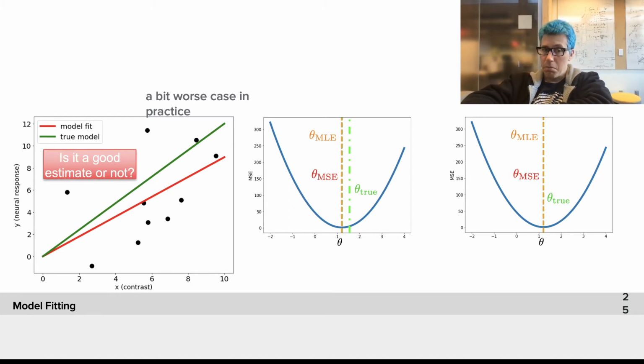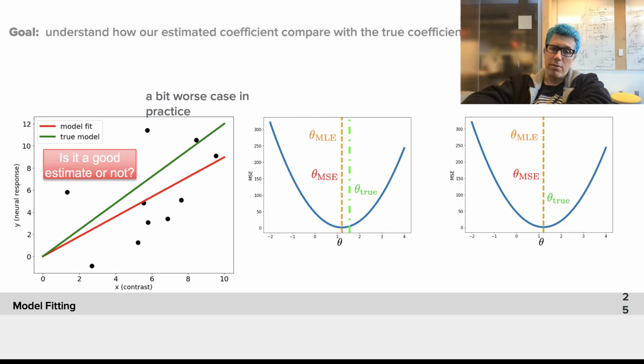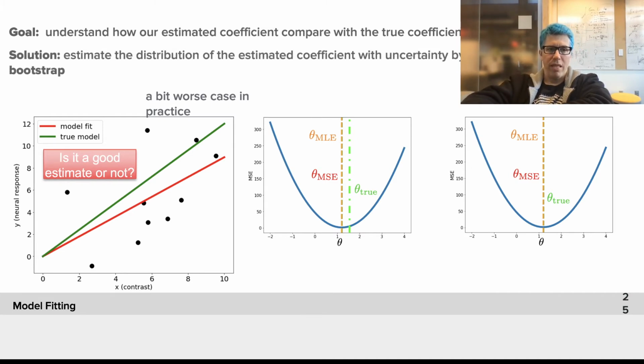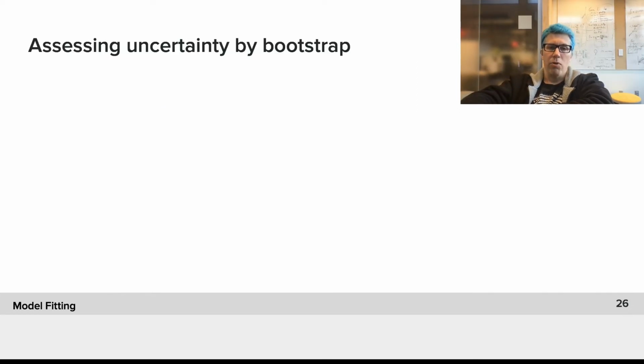Or is it not? Should we be surprised if someone told us, well, the green one's the right one, or should we not be surprised? So what we want to do here is understand how our estimated coefficient compares with the true coefficient. The solution is to estimate the distribution of estimated coefficients along with uncertainty using the so-called Bootstrap.